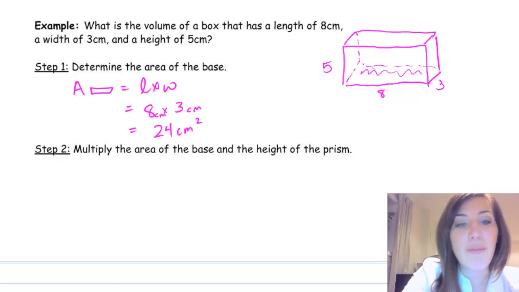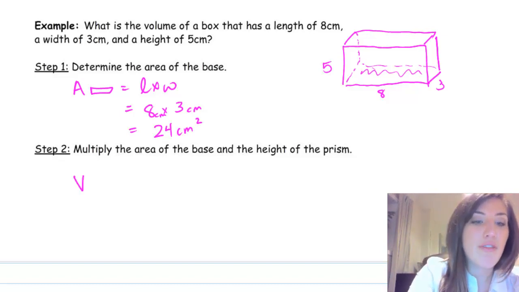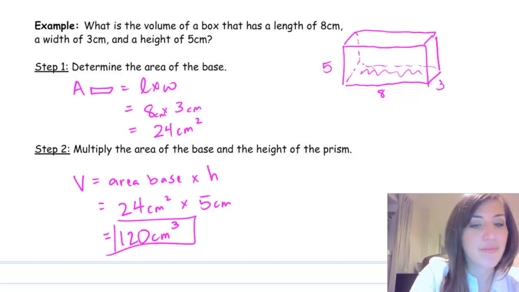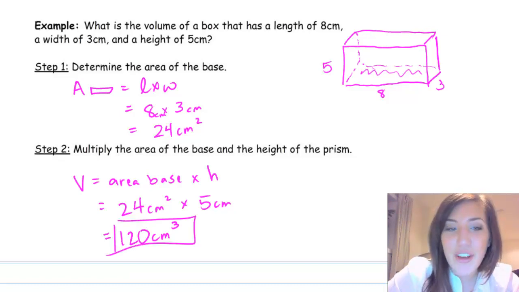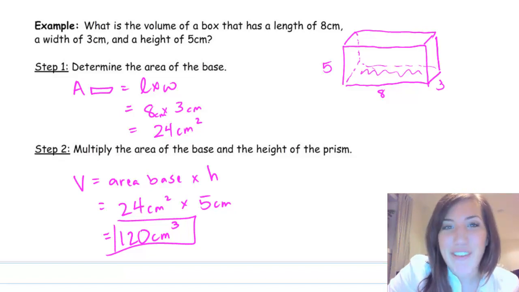That's the area of the bottom, and now we multiply the area of the base and the height of the prism. If we want the volume, we have area of base times height. So that area was 24 centimeters squared times the height of 5 centimeters, and that gives us a total volume of 120 centimeters cubed. So all day next class, we're just going to practice how to calculate the volume by finding the area of the base and then timesing that by the height of our 3D object.